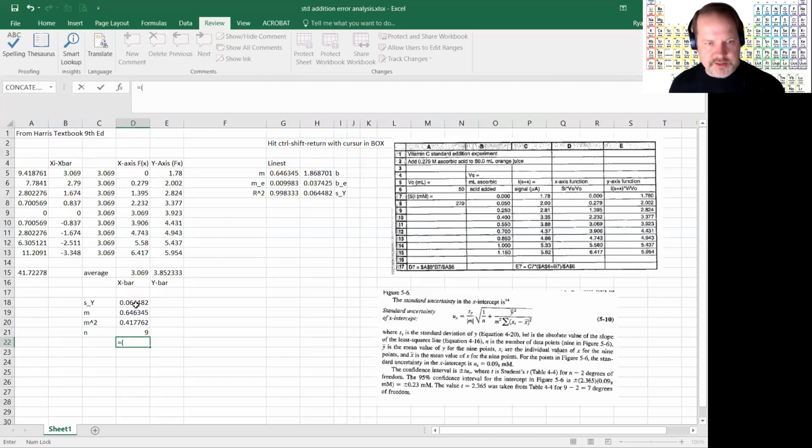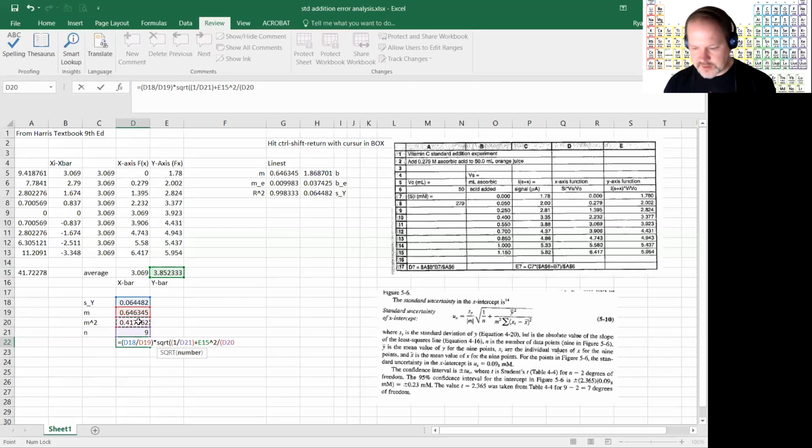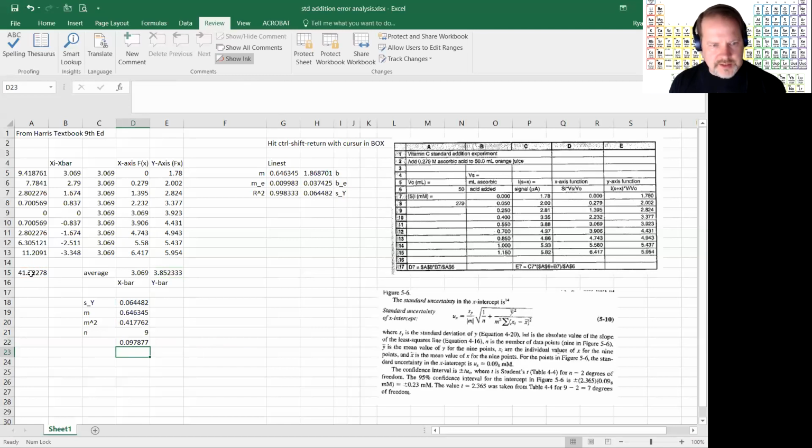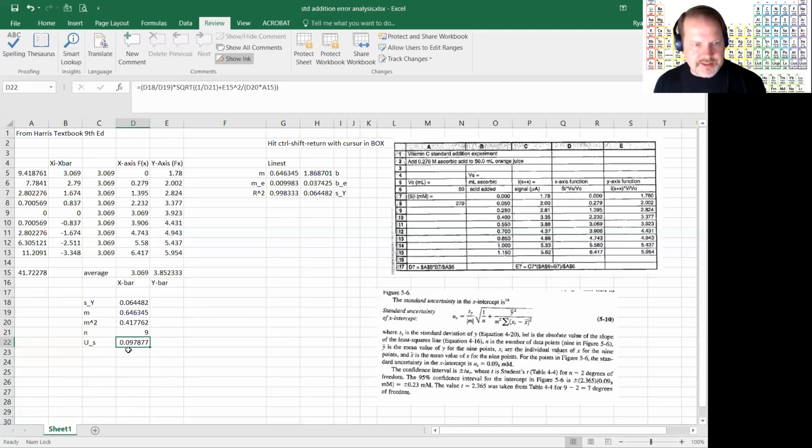So I need parentheses, S sub y divided by the absolute value of the slope. Just make sure it needs to be positive, and it is. And that's going to be multiplied by the square root of 1 divided by n, so there's n, parentheses, that's going to be added to the average of y squared divided by m squared. Oh, there's m squared. And m squared is going to be multiplied by the sum of these differences squared. Close that parentheses, close the square root parentheses, and I should be okay there. So this is U, we call it U sub S, the error in our standard deviation. If you look at the example, they said the standard uncertainty in the x-intercept is 0.098. And that's exactly what I got here. So this is how you do the uncertainty calculation for this.